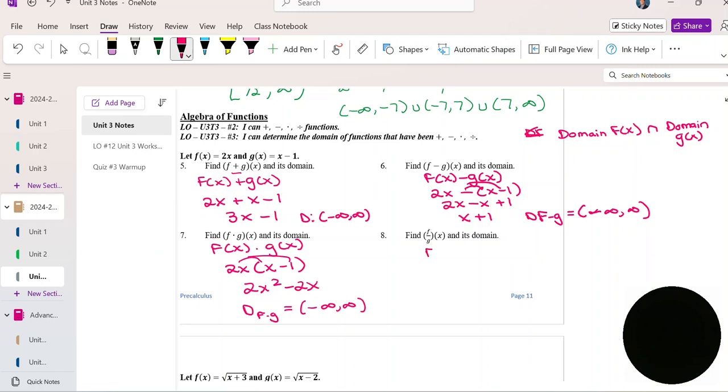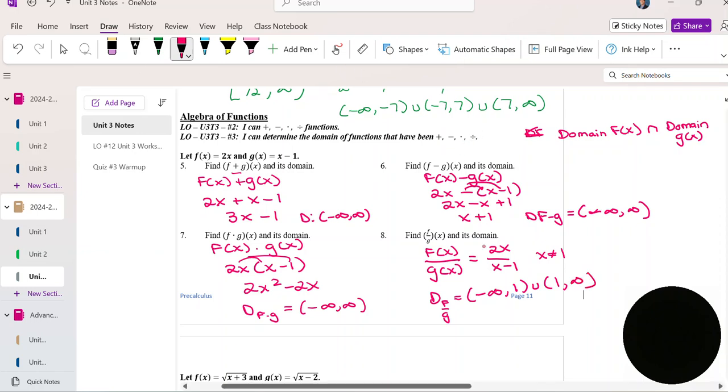Now f over g, that's f of x divided by g of x. And so this will be 2x over x minus 1. The only difference here is that now we know that x cannot equal 1. So when we do the domain, we are going to say that it's from negative infinity to 1, union 1 to infinity. So basically it's everything but 1, because 1 would make the denominator equal 0.